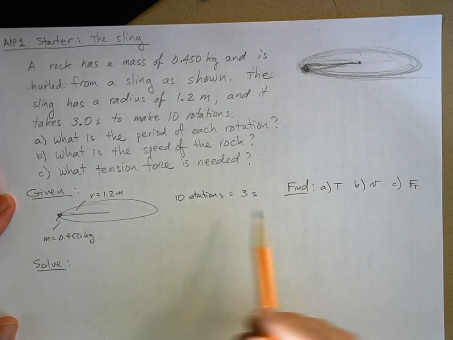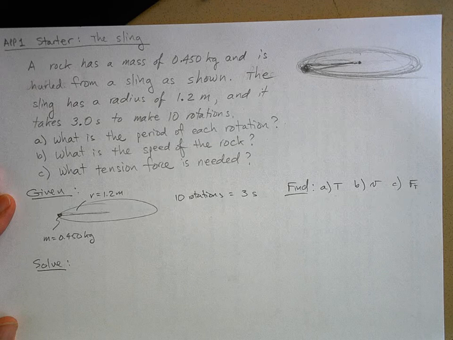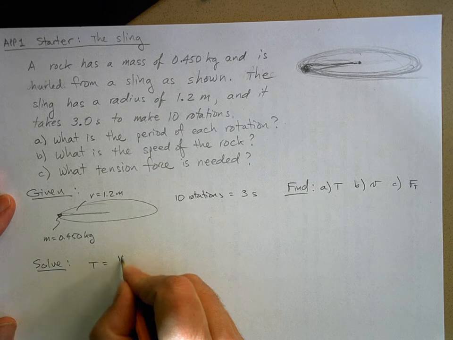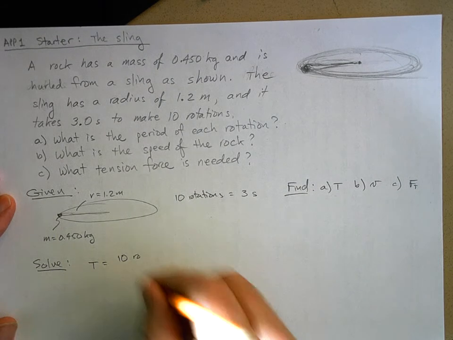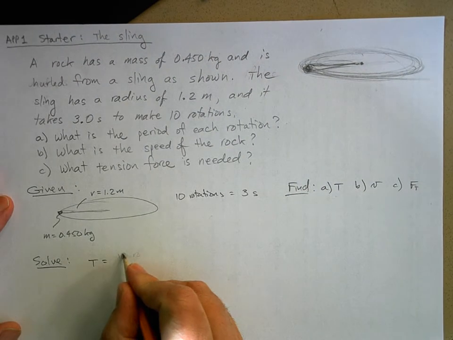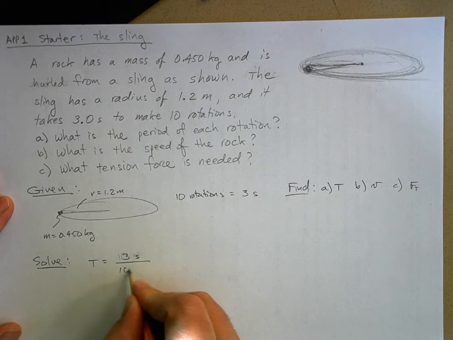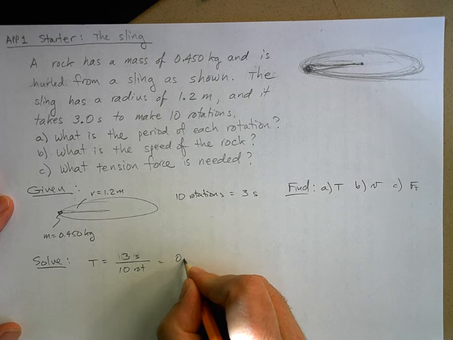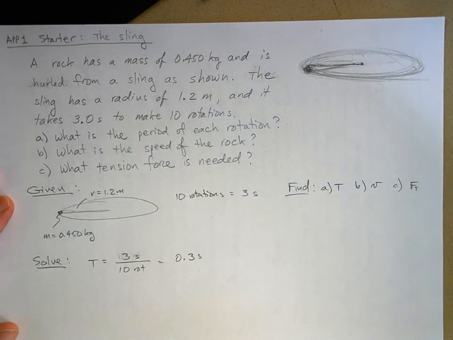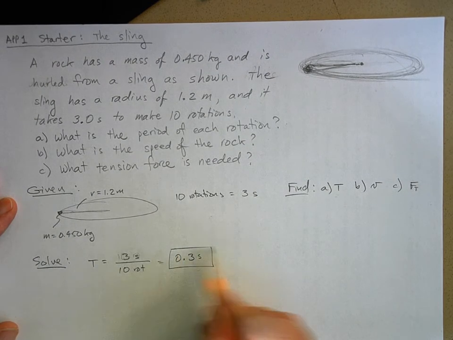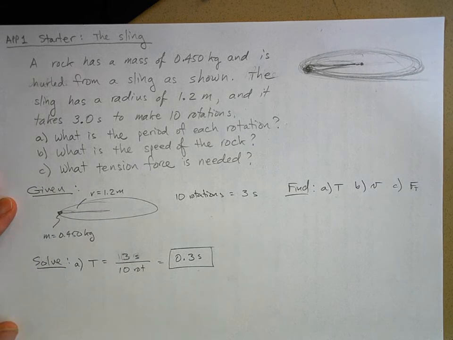Well, I want the period. So I know that the period is the time for one rotation. So I've got 10 rotations. Oh wait, I want it to be time. So in 3 seconds, I've got 10 rotations. So that's going to be just 0.3 seconds per rotation. We can just drop the per rotation. So 0.3 seconds, and it was that easy. Did you get that? All right, good.